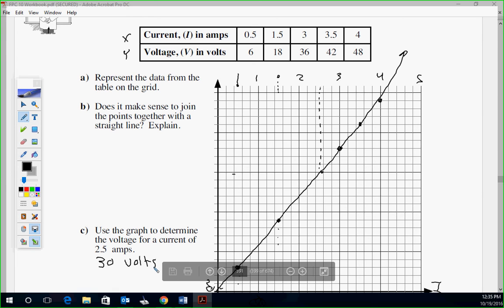Okay, what do you notice about the pattern? What's it going up by? No, 6 is close. It's going up by 6 every what? Half. So what's it going up by every whole? 12. Good. So you want to use 12.